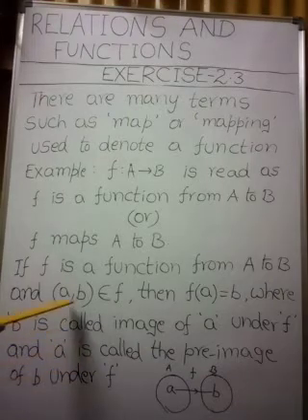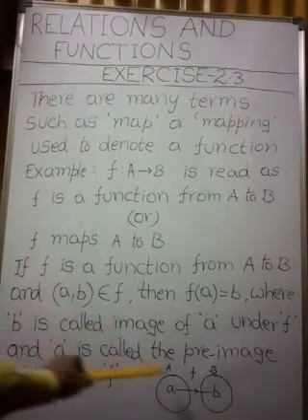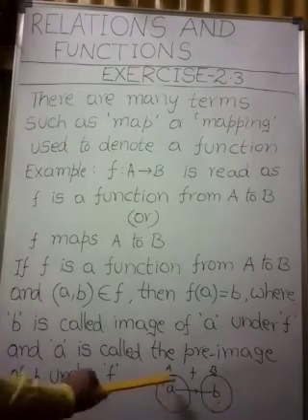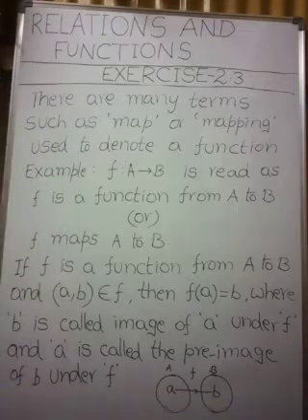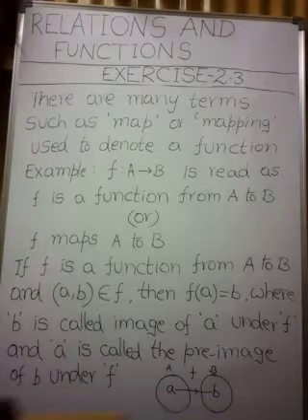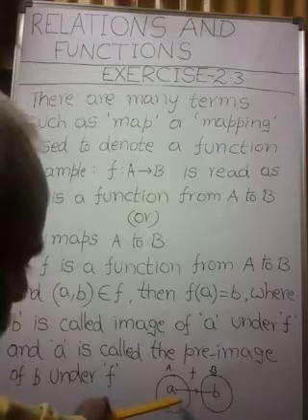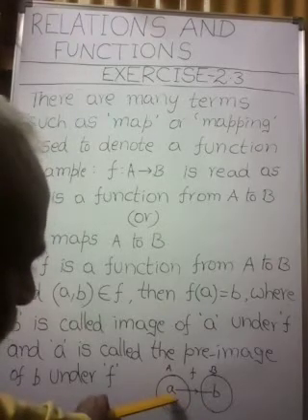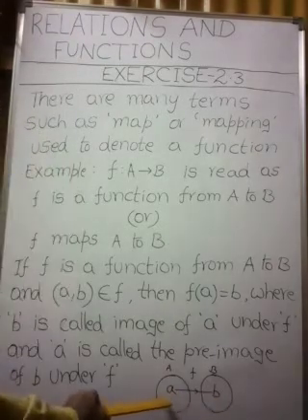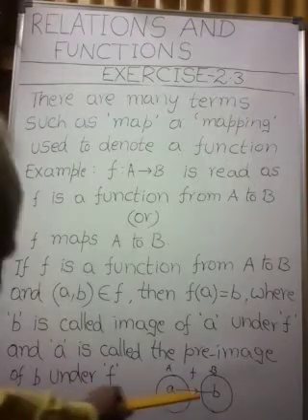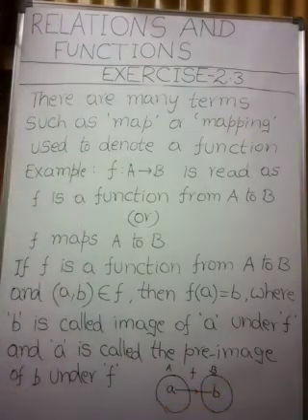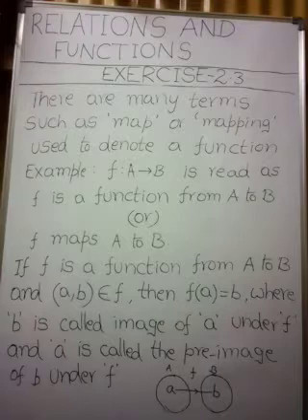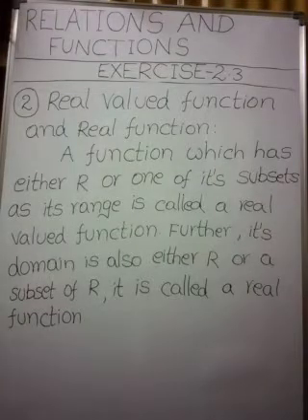I represented this relation in the arrow diagram like this, a to b. Suppose a is an element in the set A and b is an element in the set B. So there is a relation between a and b. So here a is said to be pre-image of the element b under the function f, and b is called the image of a under f. Okay, my dear children, understood? Right. Now come to the next point.